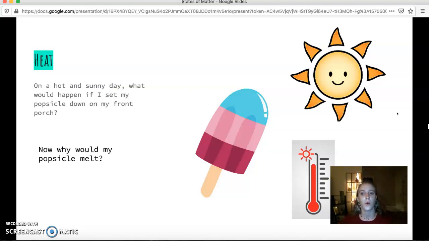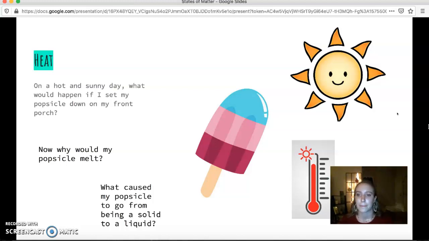Now I will ask them, why did my popsicle melt? Which will also encourage that higher learning, not only knowing that if I set my popsicle out on the front porch it will melt, but why would that happen? Is it because of the temperature? And if it's because of the temperature, what is causing that? What caused my popsicle to go from being a solid to being a liquid?